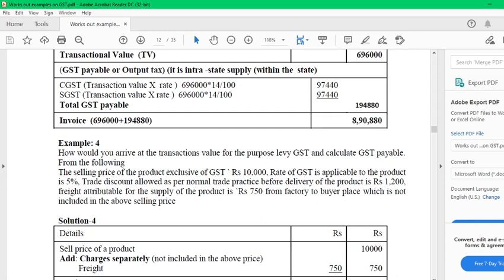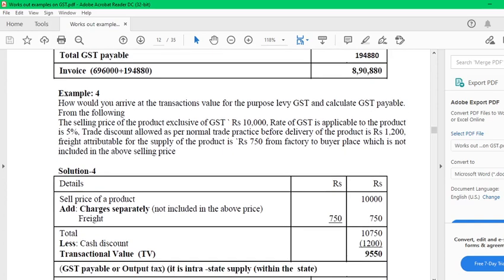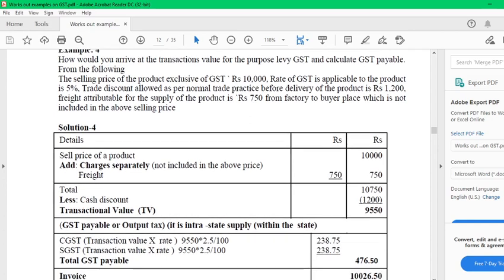Trade discount as per the normal practice is 1,200. Freight charges 750 from factory to buyer's place, which is not included in the above selling price. This is very important. Not included. Very simple. 10,000, then it is the selling price plus expenses which are excluded. 750 added comes to 10,750. Now trade discount as per normal practice 1,200, it comes to 9,550.